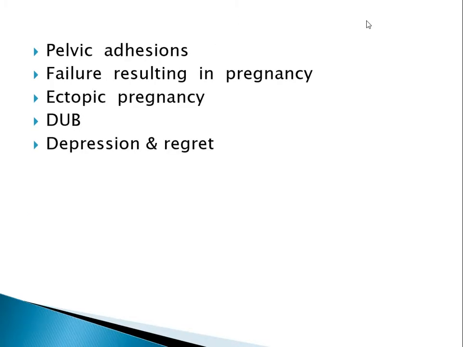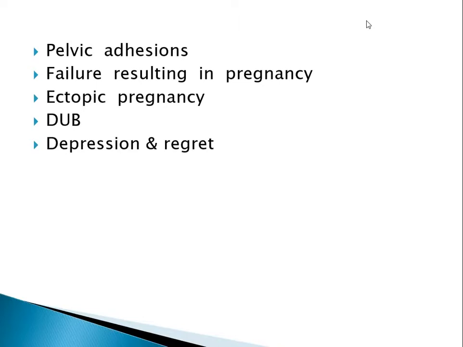Then later, because of adhesions, because of infections, pelvic adhesions can form, which may affect her future, and she may develop other complications. Then failure may occur, and if it fails and a spontaneous recanalization has occurred, then the patient will become pregnant. An ectopic pregnancy can occur. This may be because though you have done the disruption in the fallopian tube, sometimes it may join back. A partial recanalization can occur. So, the fallopian tube becomes patent but not completely patent.